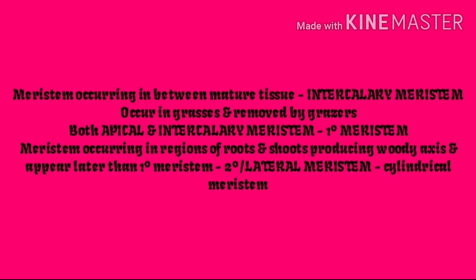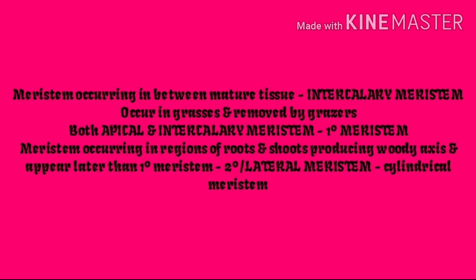And both these apical and intercalary meristems together constitute the primary meristem because they appear early in the life of a plant and contribute to the formation of the primary plant body. And the meristems that occur in the mature regions of roots and shoots of many plants, particularly those that produce woody axis and appear later than primary meristems, are called secondary, otherwise lateral meristems.